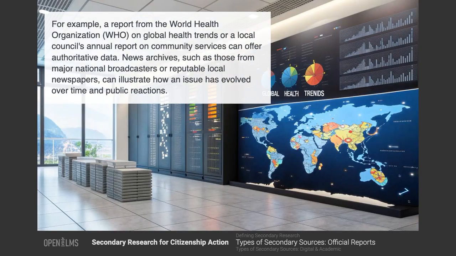For example, a report from the World Health Organization, WHO, on global health trends, or a local council's annual report on community services can offer authoritative data. News archives, such as those from major national broadcasters or reputable local newspapers, can illustrate how an issue has evolved over time and public reactions.